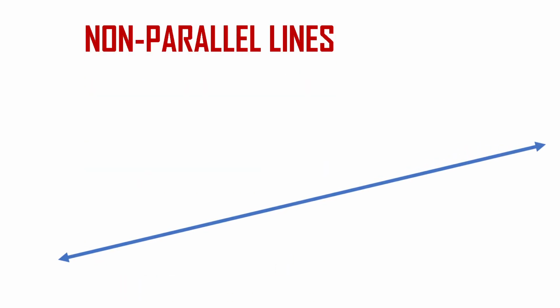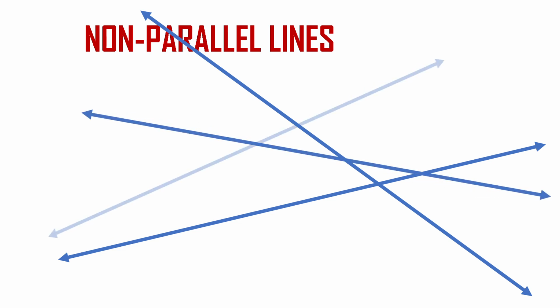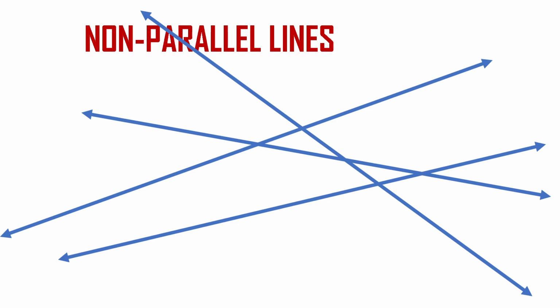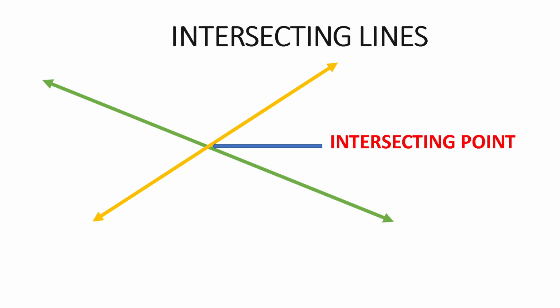Now non-parallel lines. If two lines are non-parallel, then they cross each other at a certain point, and that point is called the intersecting point. When two lines cross each other at a common point, that common point is called the intersecting point, and those two lines are called intersecting lines.